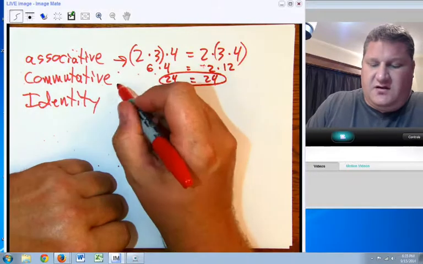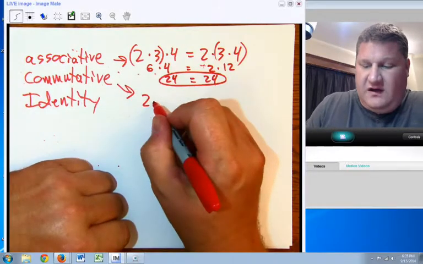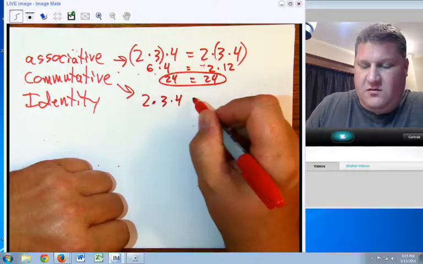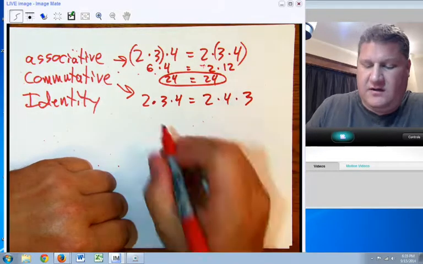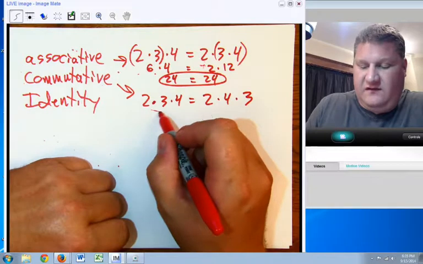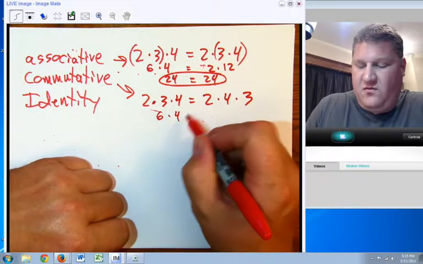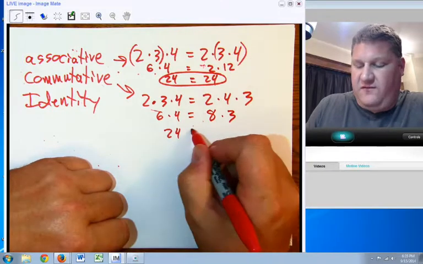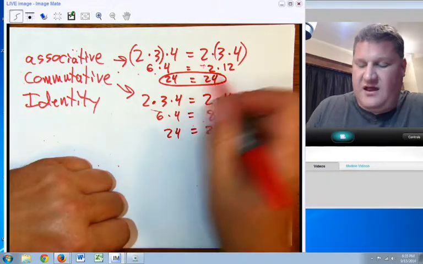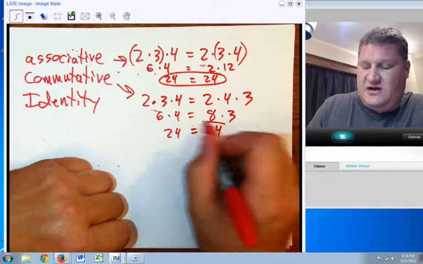Now the commutative property, 2 times 3 times 4 equals 2 times 4 times 3. Well, 2 times 3 is 6 times 4 equals 2 times 4 is 8 times 3. 24 equals 24. It works again, but it does not work for division.